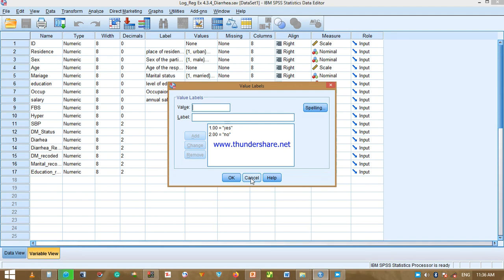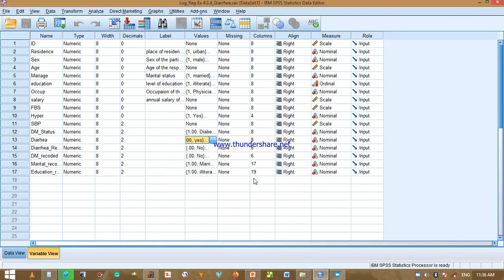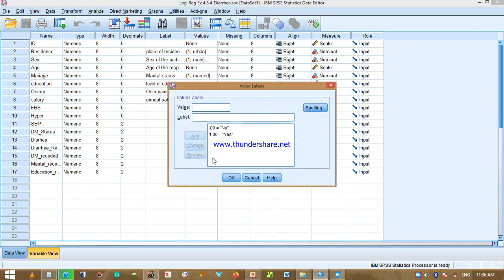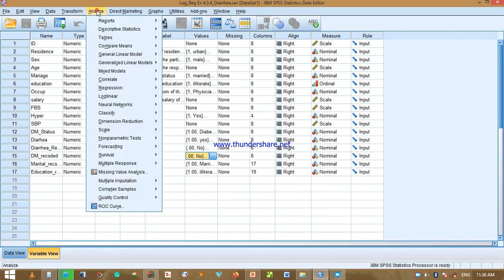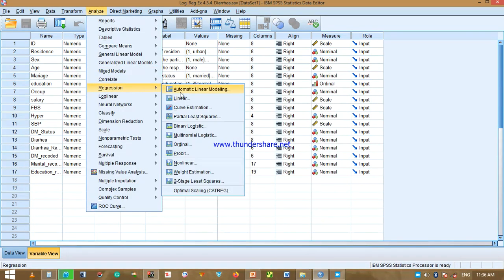And when we recode, then we recode those who are negative for diarrhea as 0, and those who are positive for diarrhea as 1. And you can see it is recoded here. See that 0 is no and 1 is yes. Then we can use this outcome variable to run logistic regression. Okay? So we go to analyze, and we go to regression, and we choose binary logistic regression.